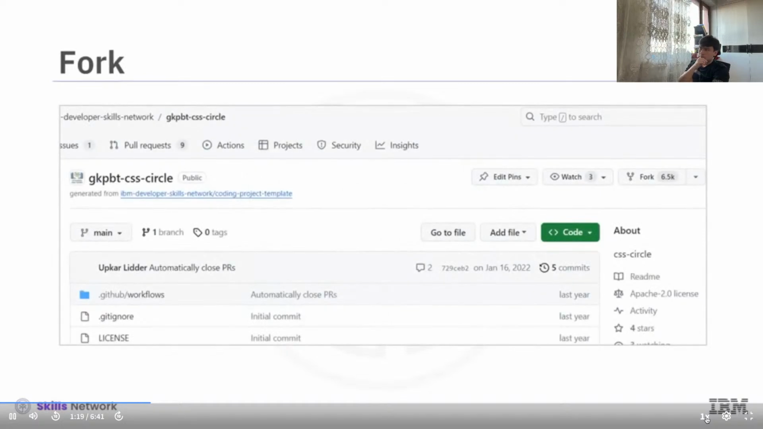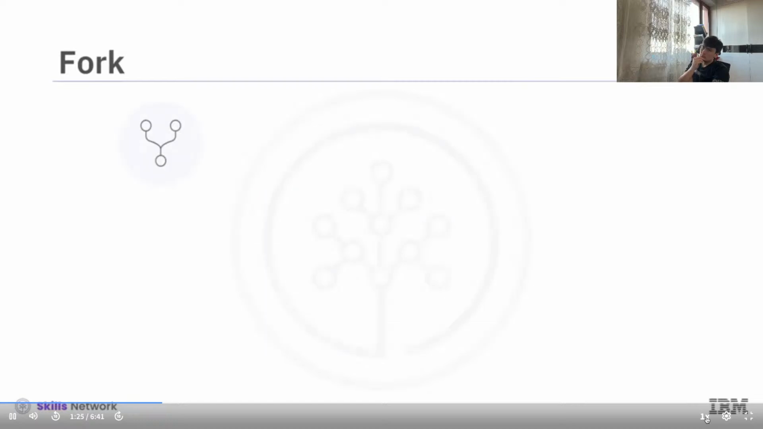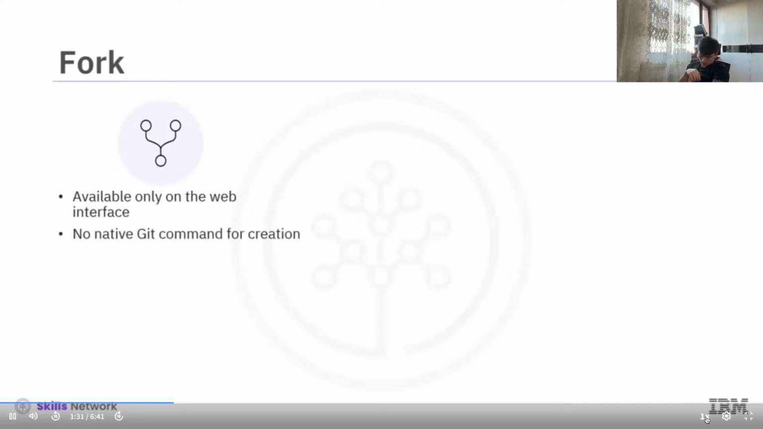To fork a public project, you can go to its GitHub project page and select Fork at the top of the page. This fork option is available only while using the web interface. There is no native git command to create a fork. The repo from which you create the fork is referred to as the original upstream repository.